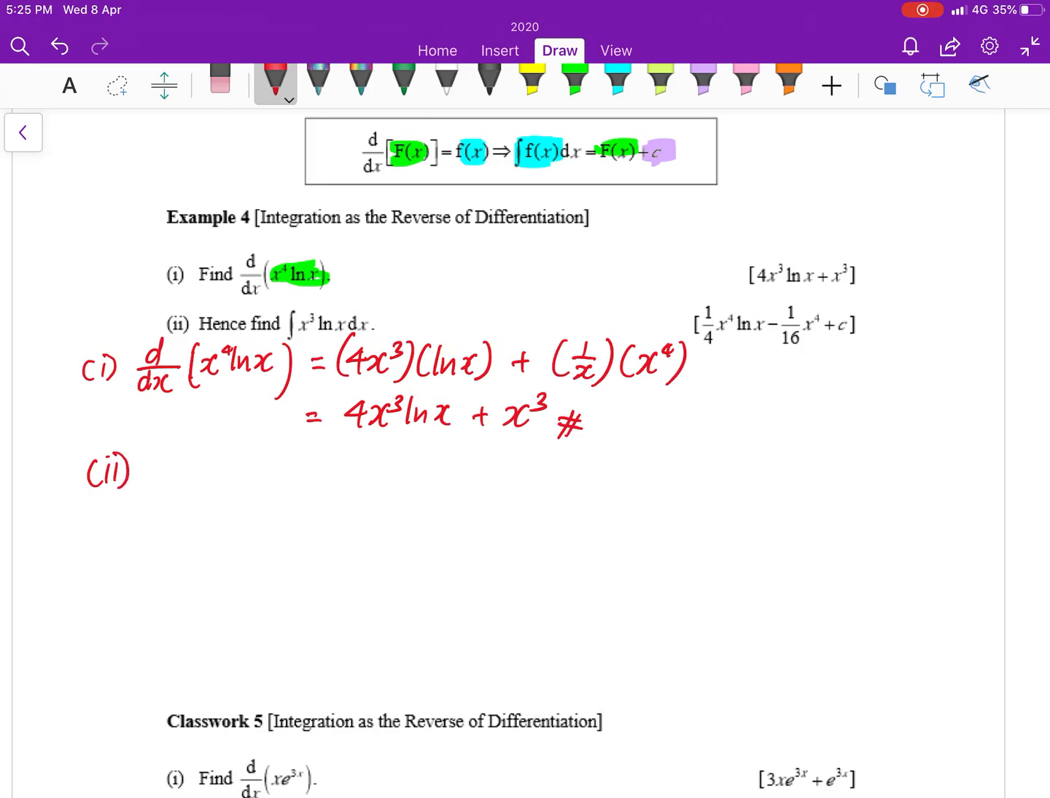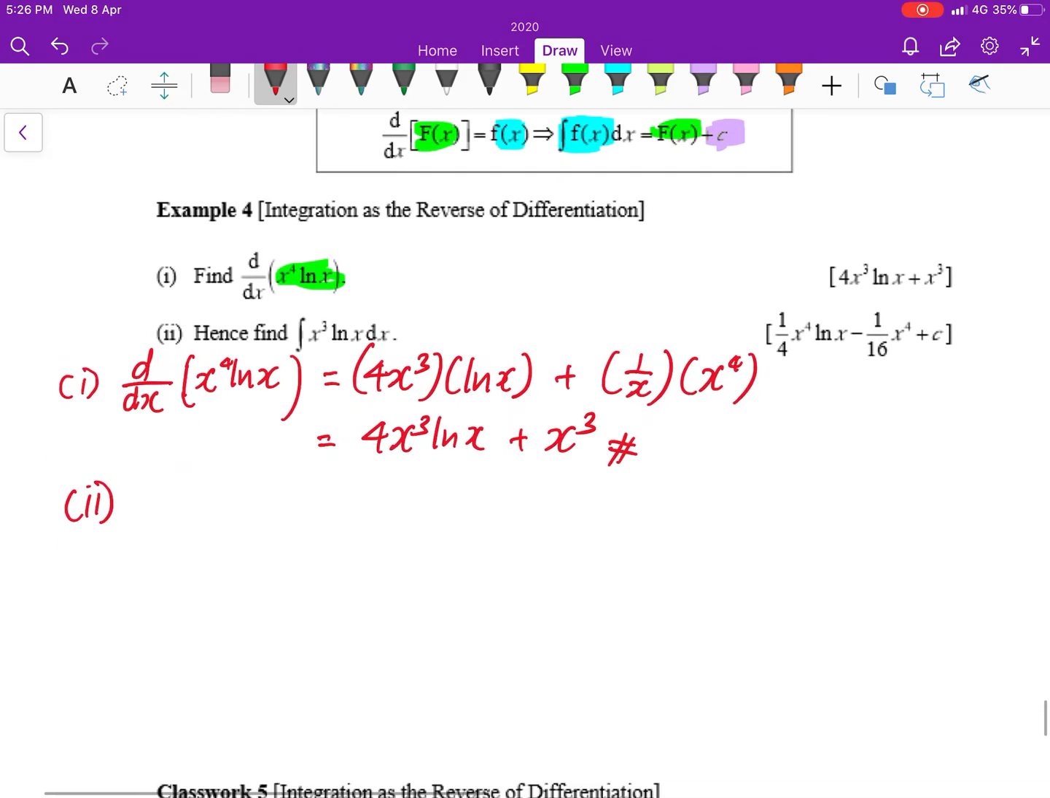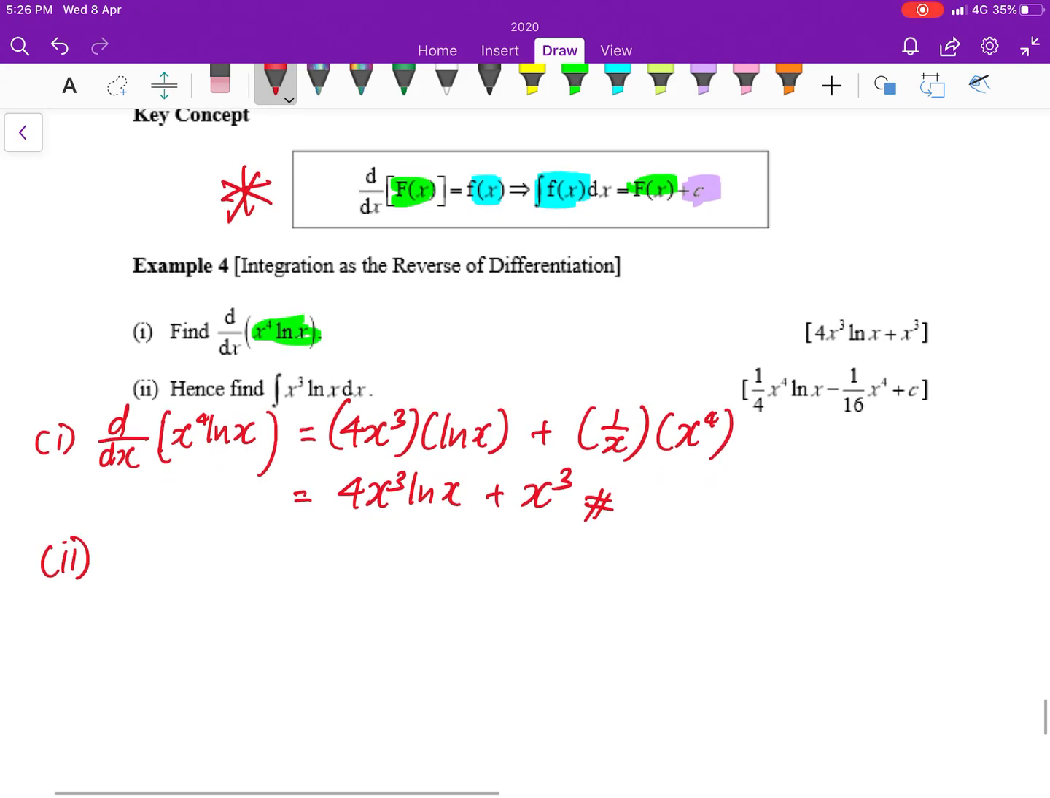Part 2, they say hence find x cubed ln x. By right, if part 2 is a standalone question, we are not able to integrate x cubed ln x. We are not able to integrate that because there's no quotient rule for integration. But let's look at the formula above. Since it is the reverse of differentiation, I try to look at my previous question.